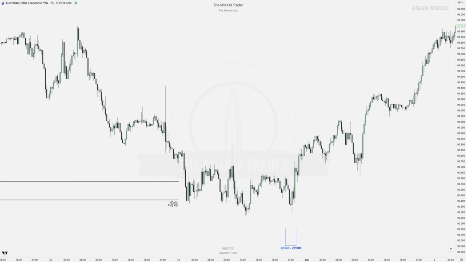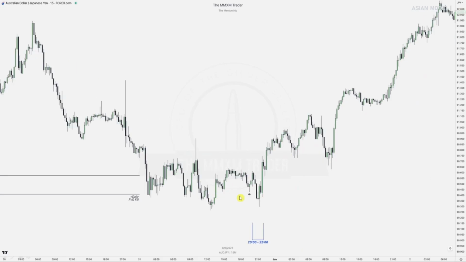Then again, we dive into the 15-minute time frame, right? We want to wait for that 15-minute stop hunt inside our kill zone time, 8 p.m. to 10 p.m. Your eye should go immediately down here, right? We wait for that 15-minute stop hunt. It happens over here. And once you see that and price starts to break up higher, we dive in a lower time frame for our entry model.